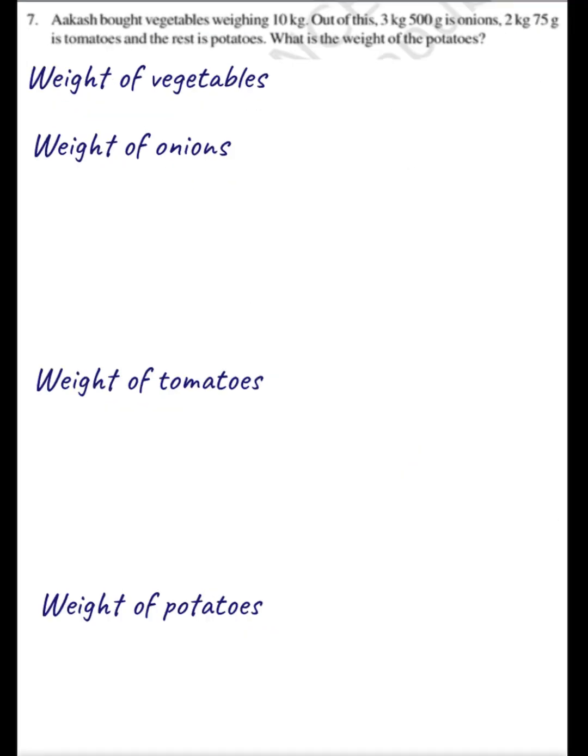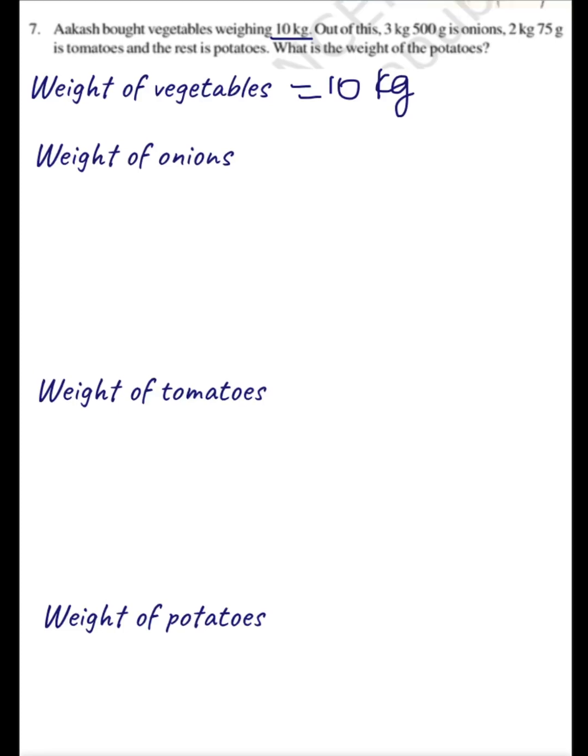Akash bought vegetables weighing 10 kg. Out of this, 3 kg 500 gram is onions, 2 kg 75 gram is tomatoes, and the rest is potatoes. What is the weight of potatoes? So let's write the information given in the question. First one is the weight of vegetables. It's given in the question as what? 10 kg. So let's write it. Weight of vegetables equal to 10 kg.